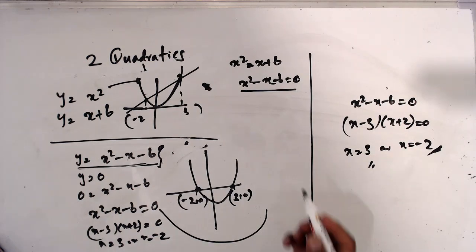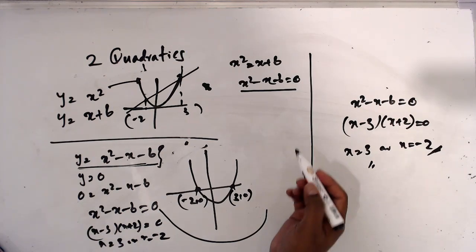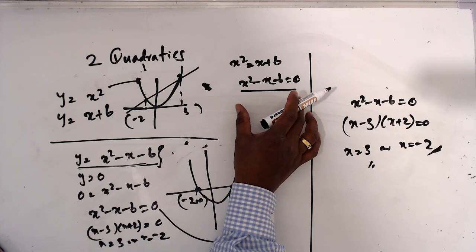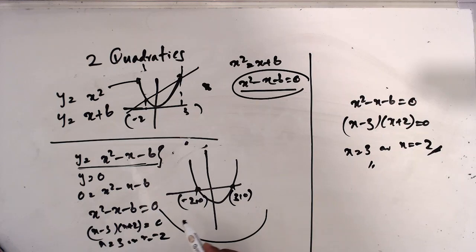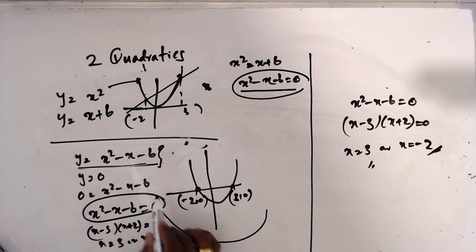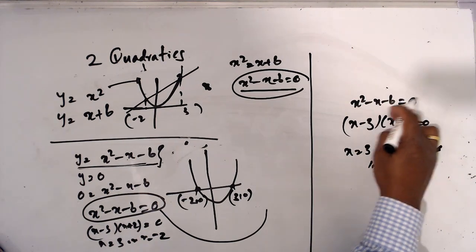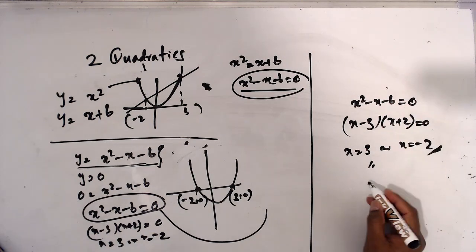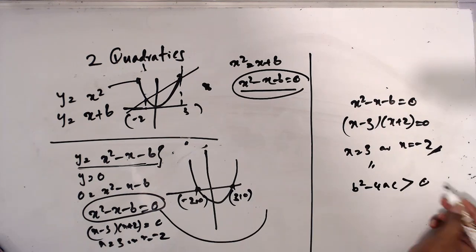Why will you get it like this? Because two incidents coincide. What is that incident? When you find the intersection point, you will get this equation, or when you find the root of this equation, you will get this equation. Those two incidents coincide. In other words, we will be able to solve this equation because b square minus 4ac is greater than 0.